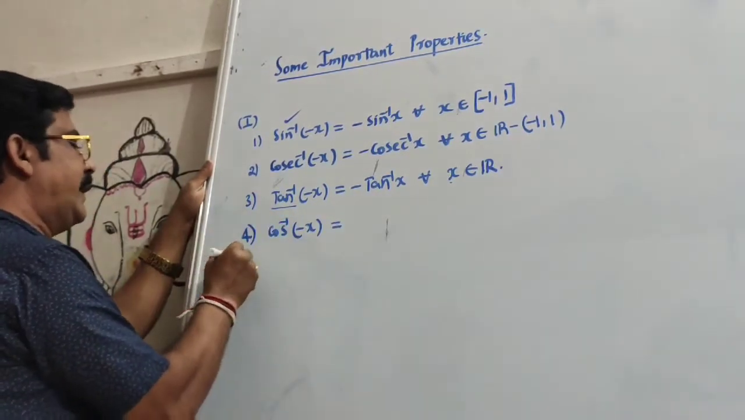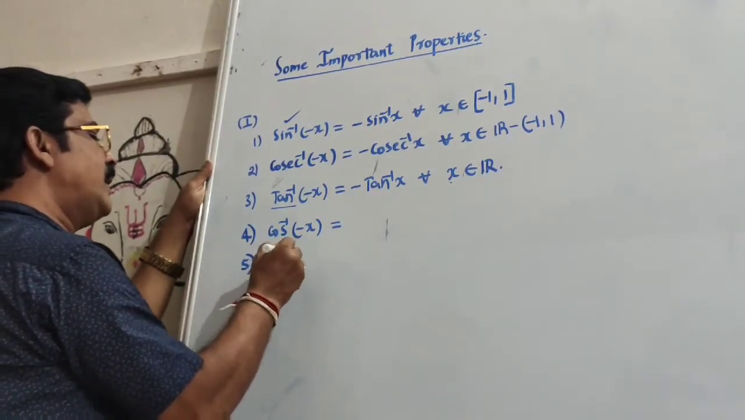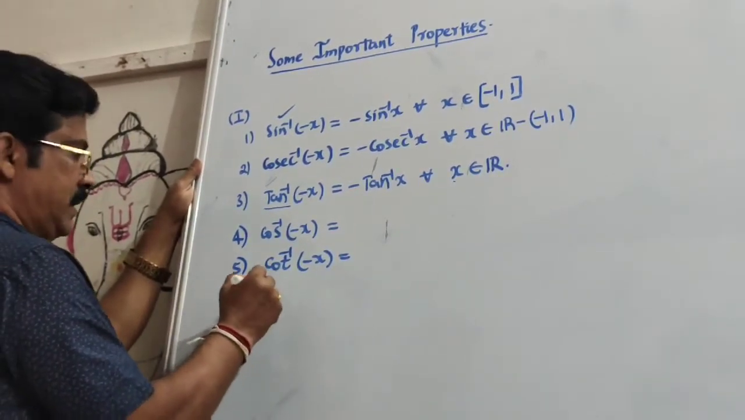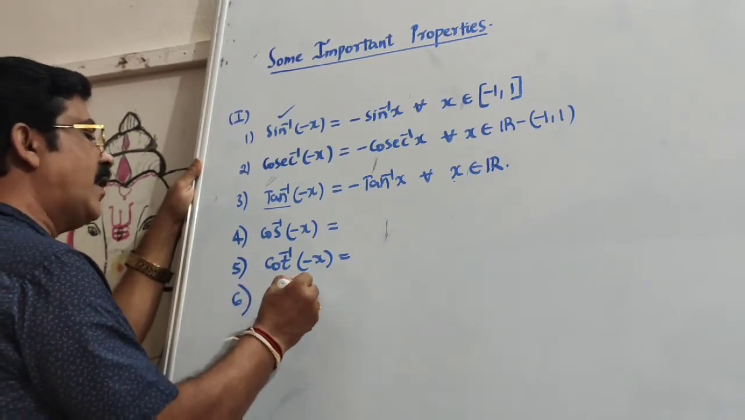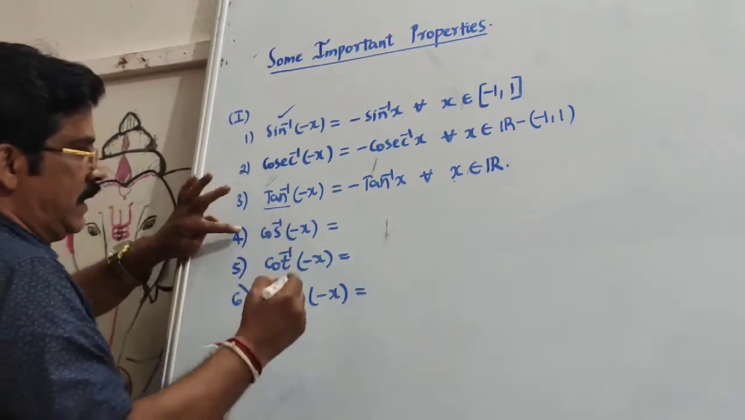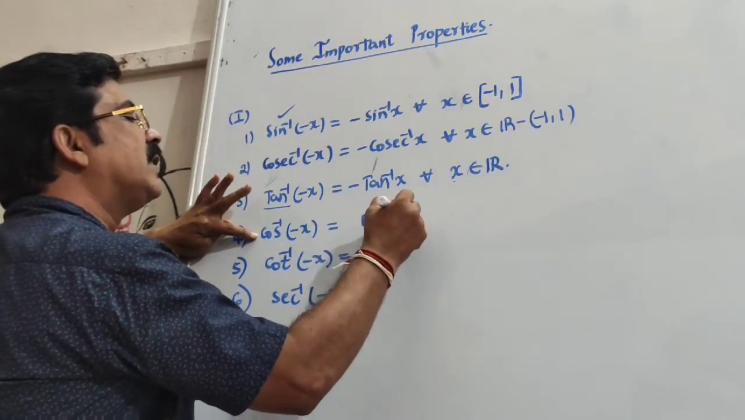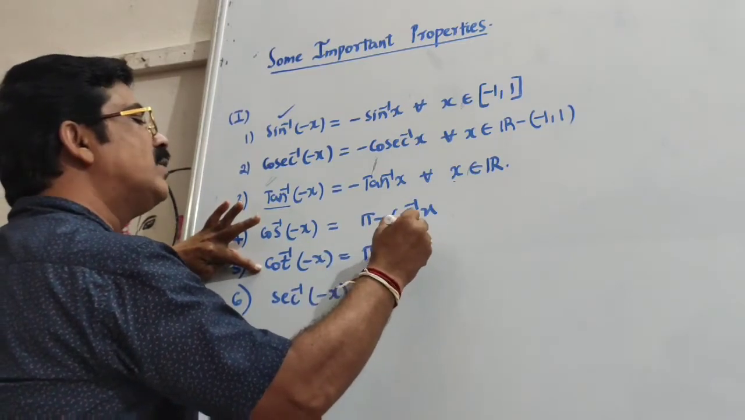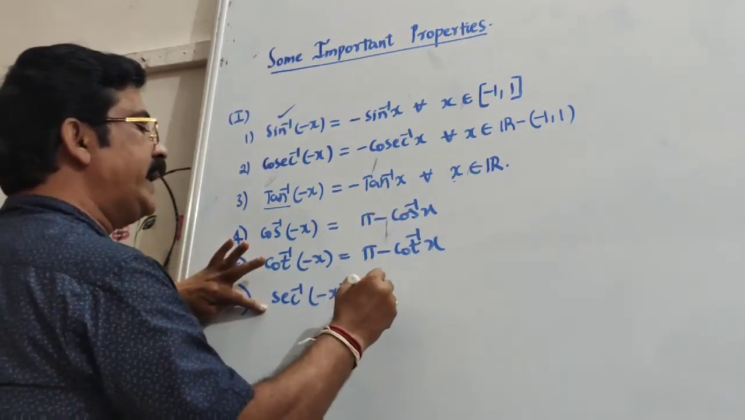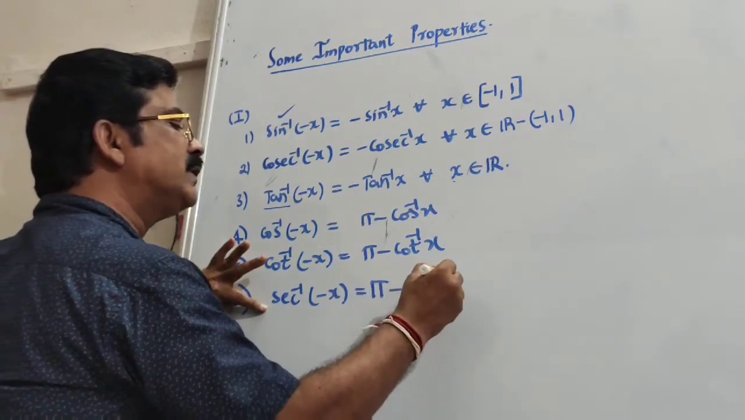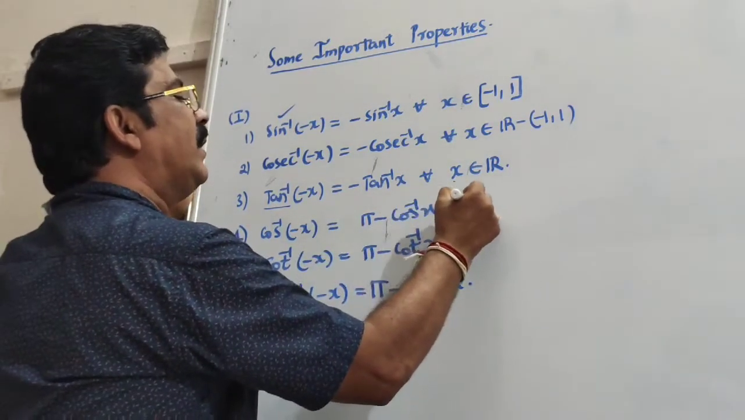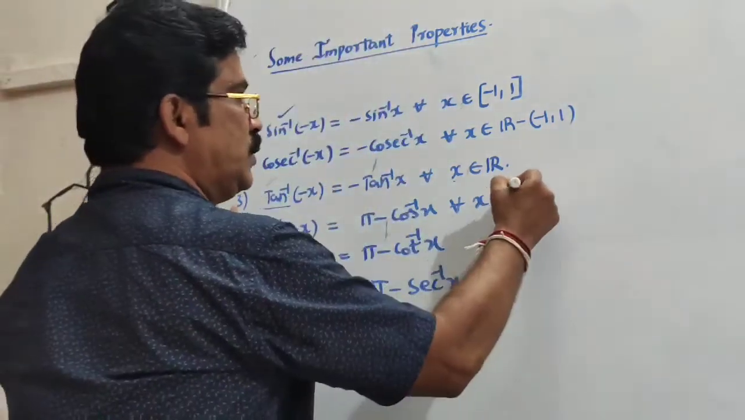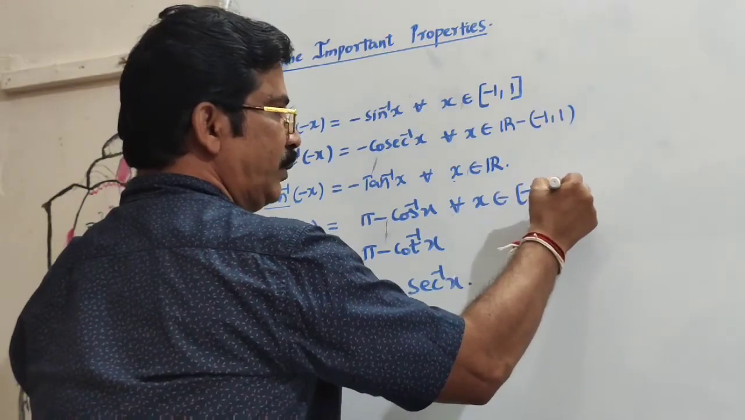Next, number 5, cot inverse of minus x. Next, number 6, secant inverse of minus x. So this is pi minus cos inverse x. It is also pi minus cot inverse of x. It is also pi minus secant inverse of x. It is for all x belonging to the domain of cos inverse of x, which is the closed interval of -1 comma 1.